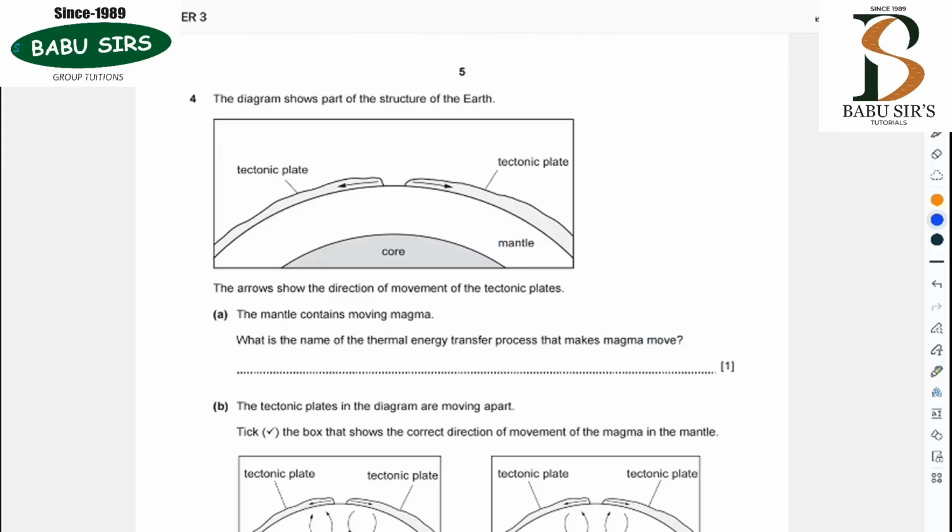Question number 4. The diagram shows part of the structure of the earth. The arrow shows the direction of movement of the tectonic plates. So here you can see that the plates are moving away from each other. The mantle contains moving magma. So the mantle has magma. Now what is magma? Magma is liquid rock.